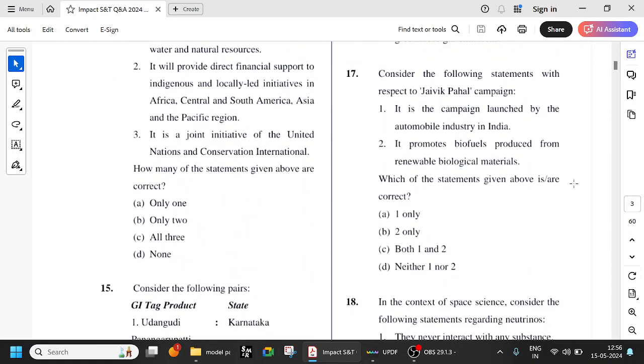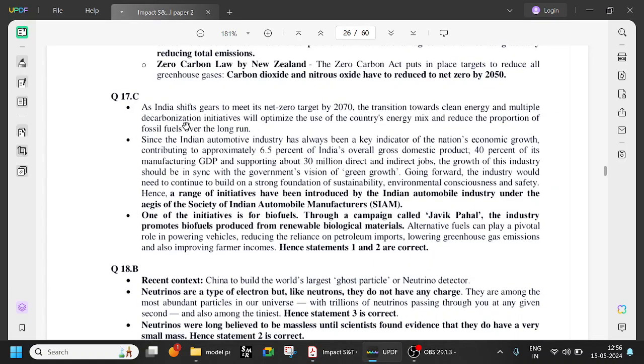Now consider the following statements with respect to the Jaivik Pahal campaign. So what is the Jaivik Pahal campaign?